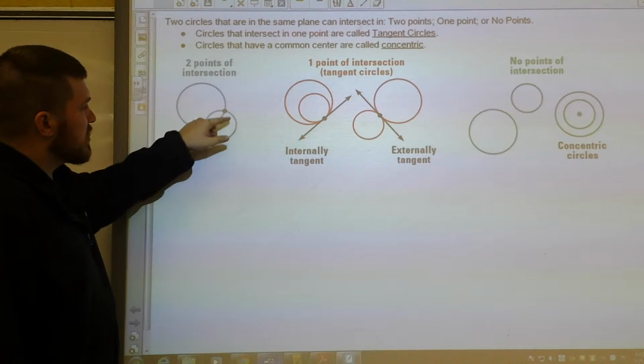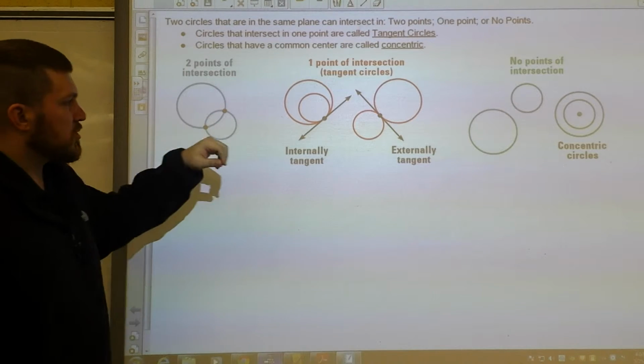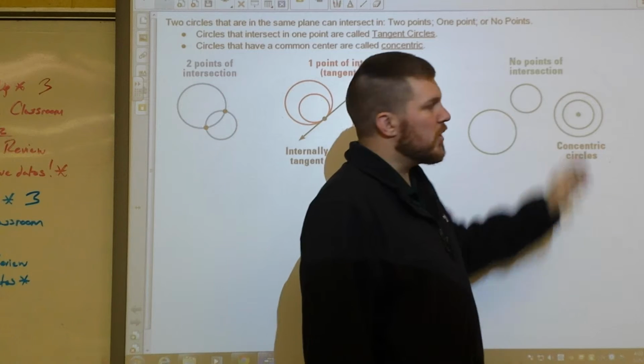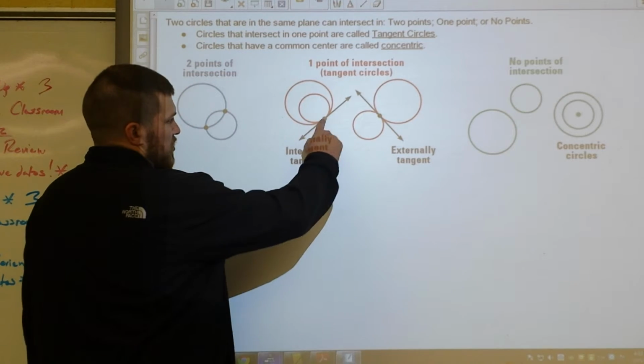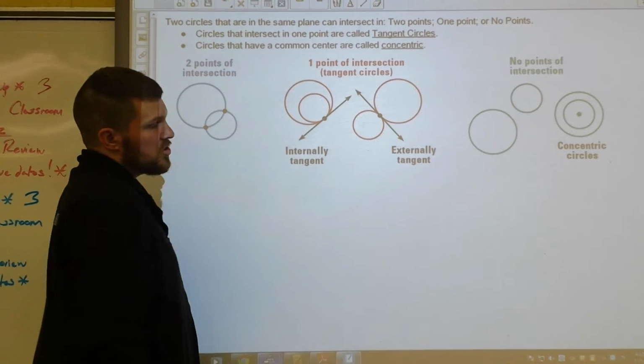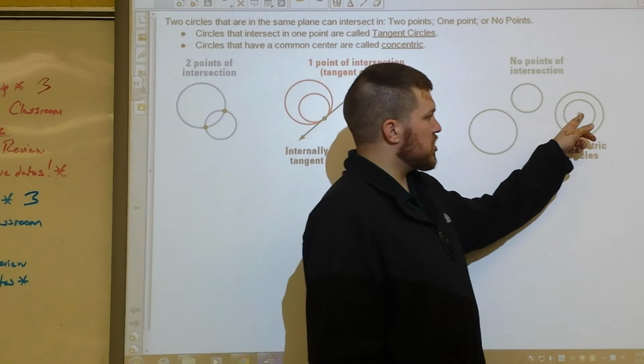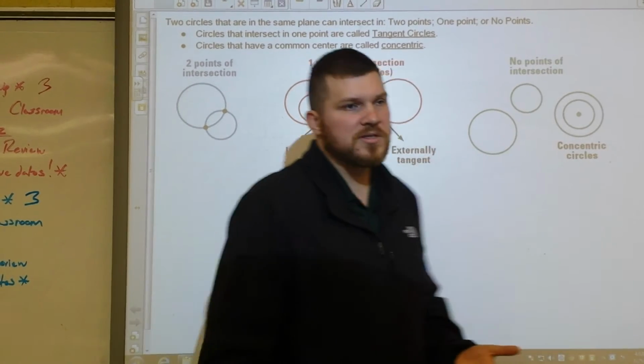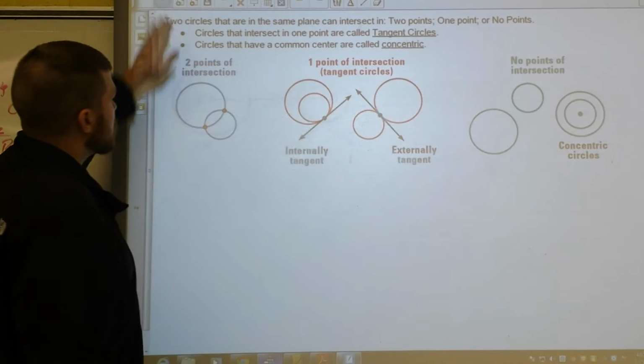Again, circles can intersect in 2 places, circles can intersect in 1 place, or circles can intersect in no places. Circles that intersect in 1 place are called tangent circles, and circles that share the same center are called concentric circles. So make sure you know these definitions, these words.